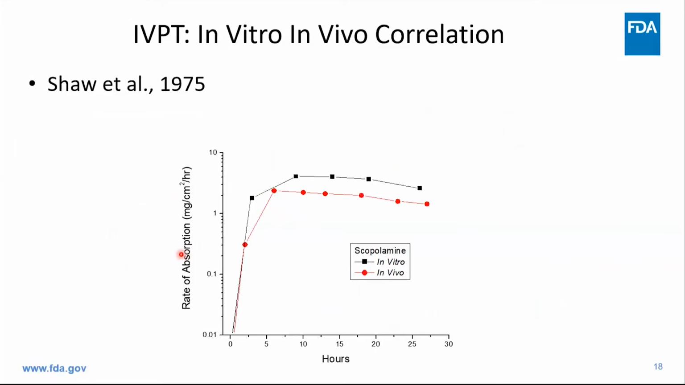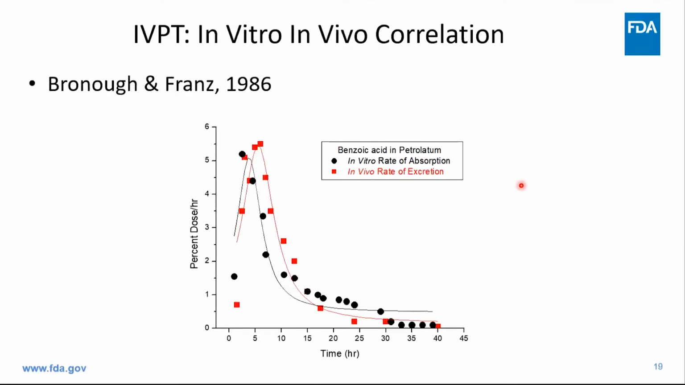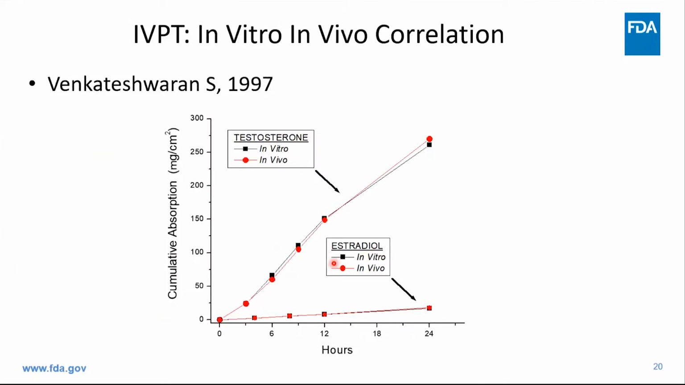Well, there's been a lot of historical information about the in vitro, in vivo correlation, in this case for scopolamine, where it was reported that the in vitro accurately predicted the situation in vivo. Also for benzoic acid and petrolatum, the black data here is the in vitro rate of absorption and the in vivo rate of excretion. Now, this is rapidly converted to hippuric acid and then excreted. This is some data for testosterone in vitro and in vivo, as well as estradiol in vitro and in vivo.